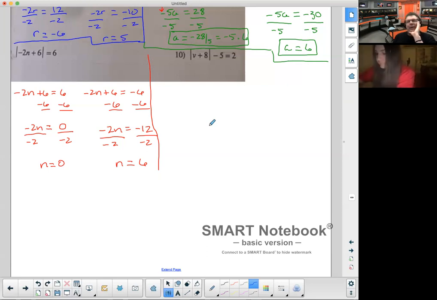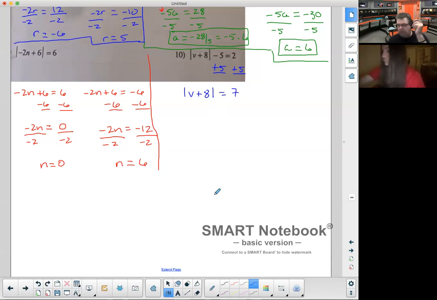So if there's something on the same side with the absolute value, like this minus 5, we need to get the absolute value by itself. Before we write the two different equations, we're going to add the 5. That just makes it a lot easier. If I add 5 to one side, I have to add it to the other. So then I have the absolute value of v plus 8 is equal to 7. Is that okay? Yes. Okay. Now you take control.